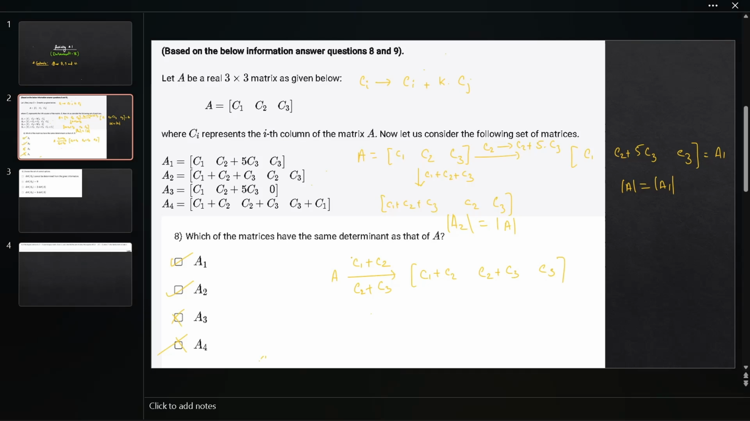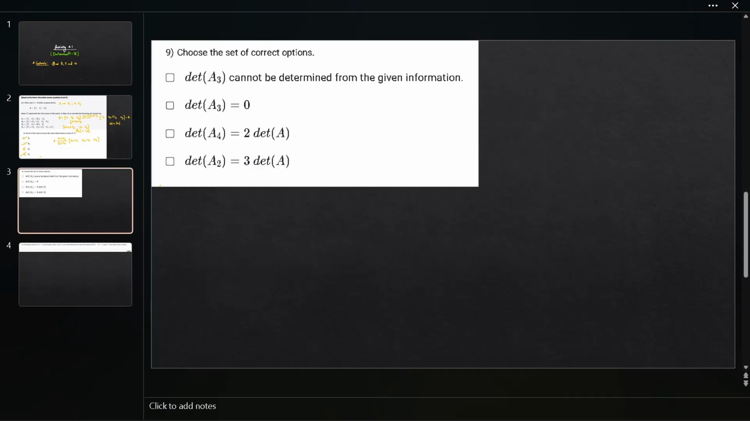So this was the solution of question number 8, and we can find the continuation in question 9, where it says the determinant of A3 cannot be determined from the given information. First let's see what A3 is. In A3 we have our column 1 C1, and then our second column as C2 plus 5 C3, and then we have a 0 column. Since there exists a 0 column in the matrix A3, the determinant of A3 is going to be 0. So that means we can determine the value of the determinant of A3 from the given information. Thus, option 1 is incorrect, and option 2, which says the determinant of A3 is equal to 0, is correct.